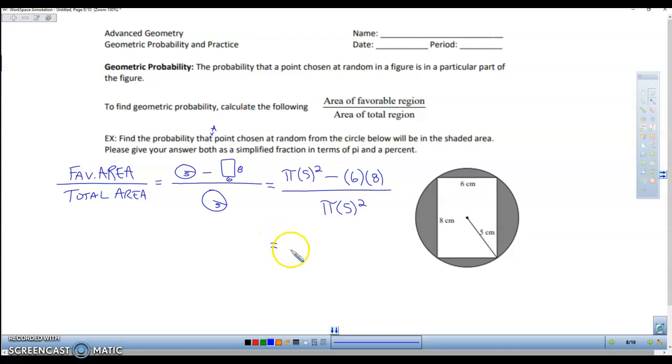So let's take a look at what that is. On top, we're going to get 25 pi minus 48. And on bottom, you get 25 pi. Now y'all, 25 pi and 48 are not like terms, so I cannot combine them. This is the probability in simplest form in terms of pi. The next thing it says is to find it as a percentage.